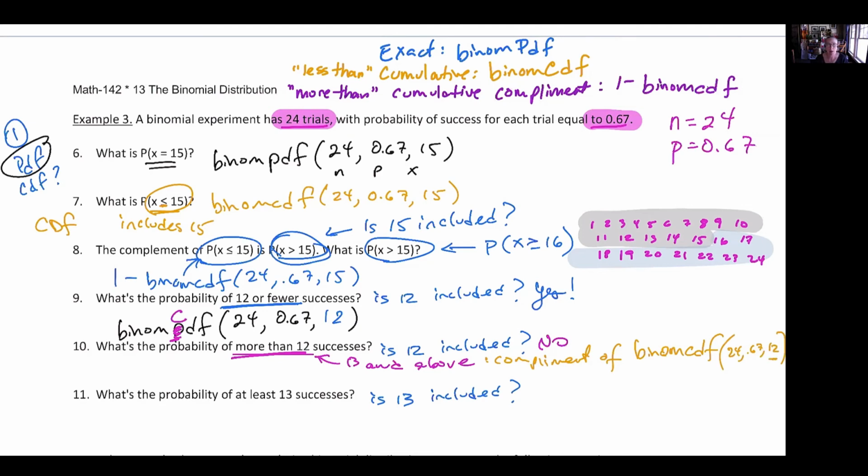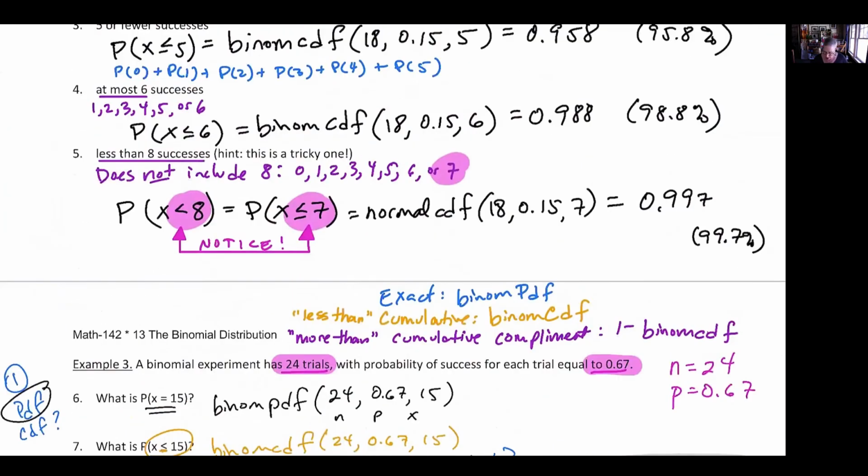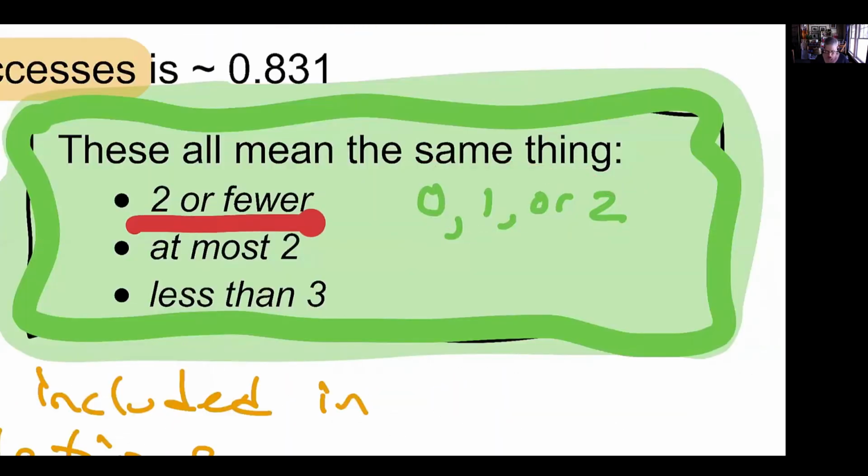For number 9, would there be a difference if there was 12 or fewer, or if it was just less than 12? Yes, less than 12 does not include 12. So if it said less than 12, that means 11 or fewer, because again, discrete variables. So there is no 11.9. Similarly, just like here, more than 12 means 13 or above. But at least 13 means 13 or above. So that's why I was saying you have to be careful with the wording, okay? And if you flip back up to example 1, these all mean 0, 1, or 2: 2 or fewer, at most 2, or less than 3.